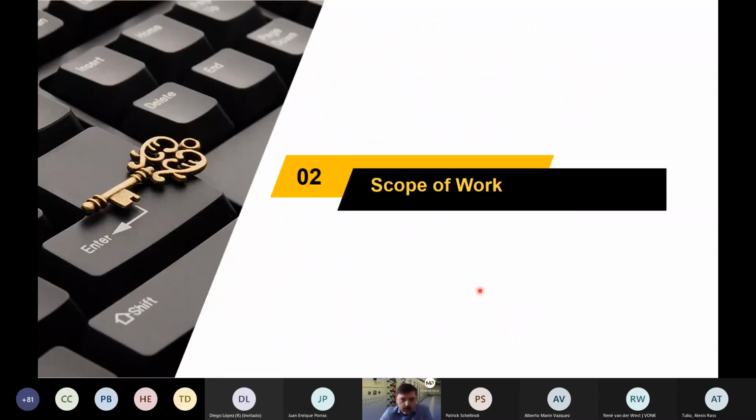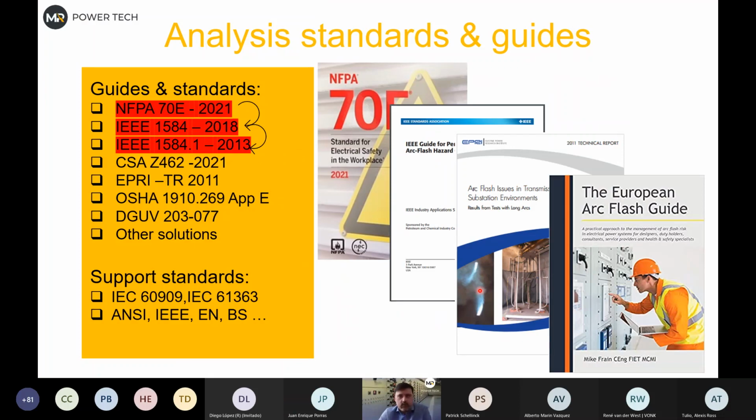When we talk about the scope of work, I have to refer to a few documents. Very commonly you will hear about NFPA 70E, the 2021 version is very good. This refers to IEEE 1584 as a guide for calculating, and IEEE 1584 refers to IEEE 1584.1 as a scope of work. It has a much longer name, but it defines what you have to deliver and what the scope of work for calculation should be. There are also other standards that you might use. I can recommend Mike Frayn's book, a very nice one if you would like to read it, easy to read.